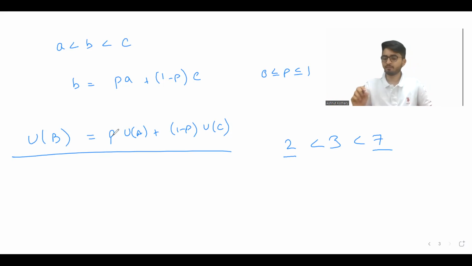And note that here they have mentioned the order that A is strictly less than B, strictly less than C. So the value of P which I'll be getting will be between 0 and 1, more precisely this and not this. Because if P takes the value 0 or 1, then either A will be equal to B or C will be equal to B, which nullifies my starting position. So this is just a bit of technicality over here.